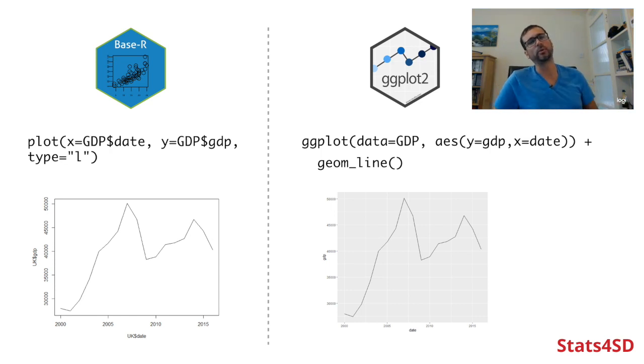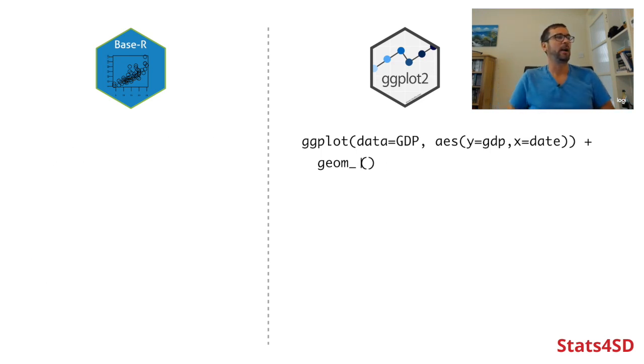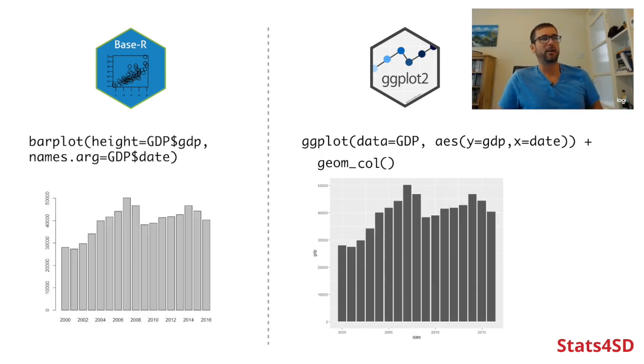But then we show this to our supervisor, and it turns out our supervisor just hates lines. They like bar charts because they think bar charts are cool. I mean, they're wrong, but they think bar charts are cool. So they say, do a bar chart. And in base R, again, it isn't too different in terms of the appearance.